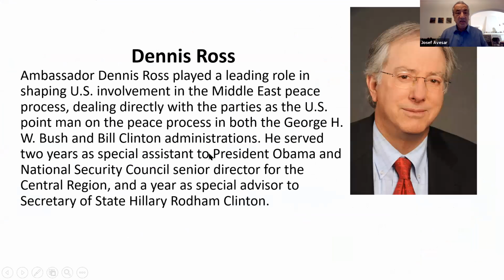Today we have Ambassador Dennis Ross. Ambassador Dennis Ross played a leading role in shaping U.S. involvement in the Middle East peace process, dealing directly with the parties as the U.S. point man on the peace process in both the George H.W. Bush and Bill Clinton administrations. He served 2 years as special assistant to President Obama and National Security Senior Director for the Central Region, and a year as special advisor to Secretary of State Hillary Rodham Clinton.